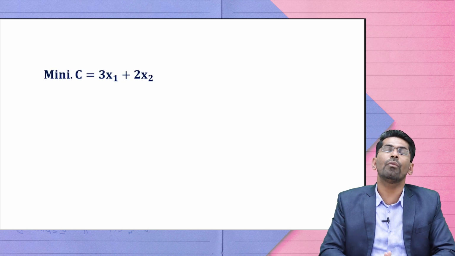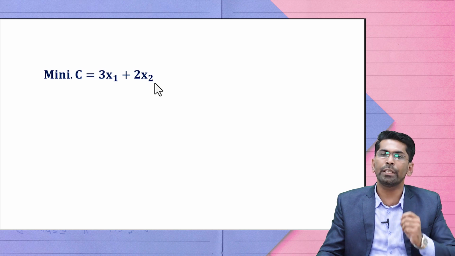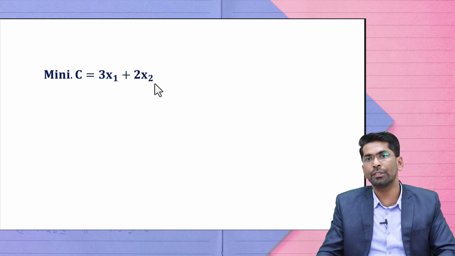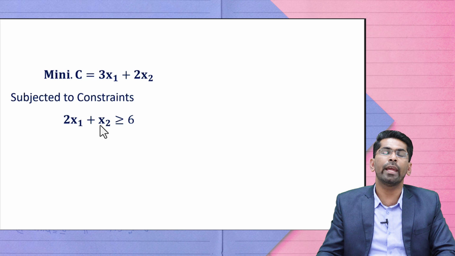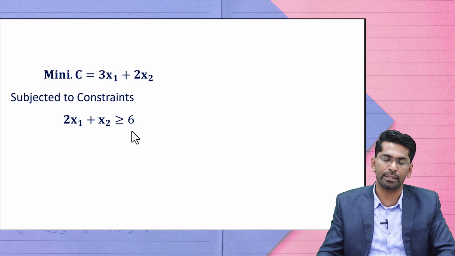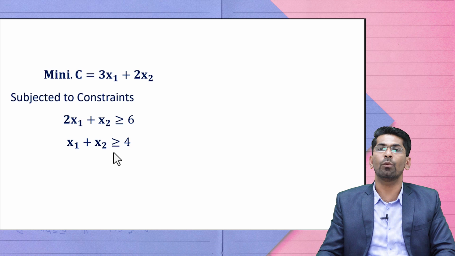Consider the example of a minimization problem. That is, we want to minimize cost, which is equal to 3x1 plus 2x2. So, here our objective function is specified, that is the minimization of cost. After specifying our objective function, the next step is to identify our various constraints. Here our minimization problem is subjected to the constraint of 2x1 plus x2 greater than or equal to 6, because the standard format of the minimization problem is greater than or equal to. Then the second constraint is x1 plus x2 greater than or equal to 4.